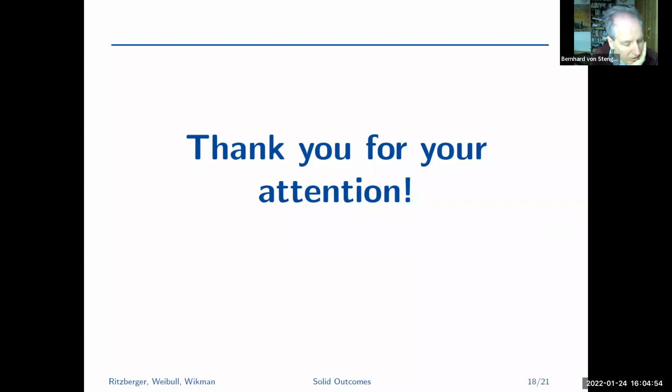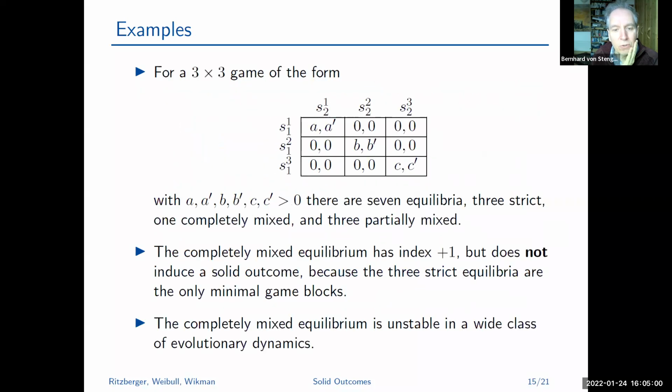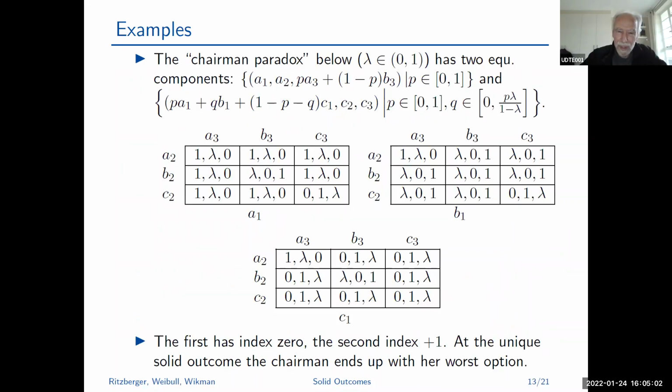I'm slightly confused by the chairman paradox. You're saying the 0 index, did I remember that well, that the 0 index one is also solid? No. There's a unique solid outcome here, only where the chairman gets his or her worst alternative. And the index 0 is intuitively because she gets to break ties. Is that the reason why she gets the outcome? Exactly. Okay. Yes, I see.